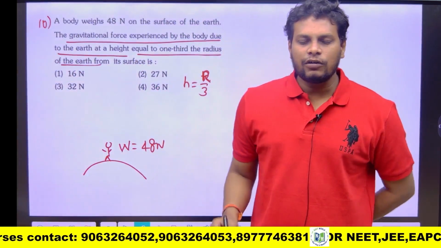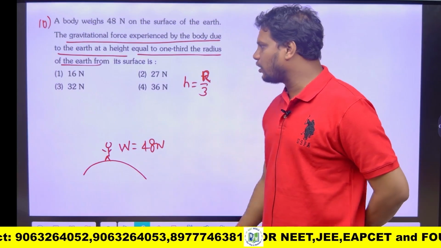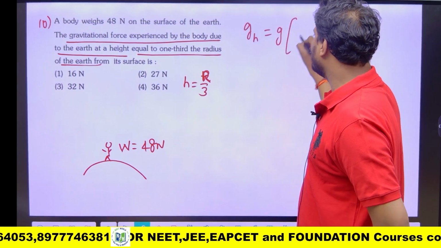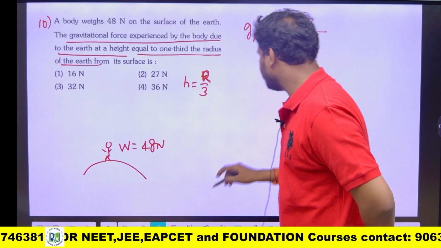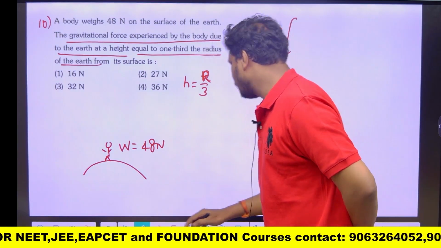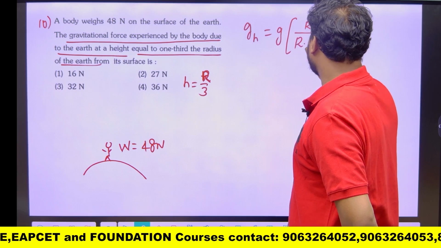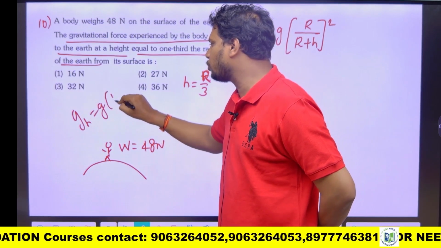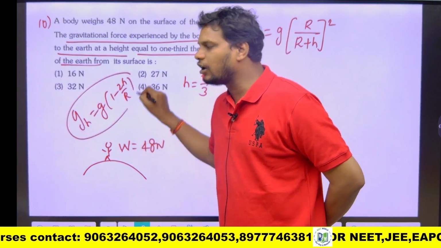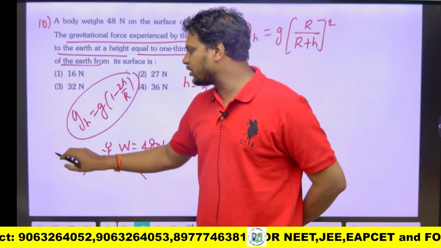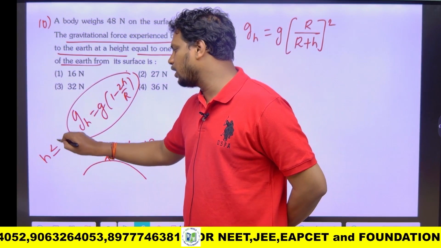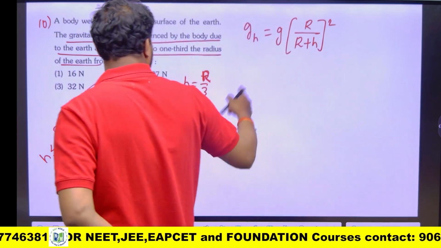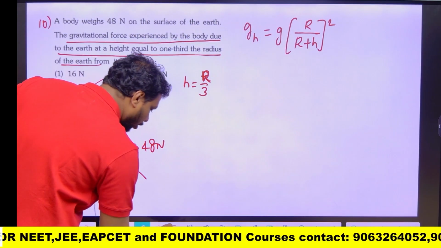Then to find the gravitational field intensity or acceleration due to gravity at a height, we have the formula gh is equal to g into r by r plus h whole square. Students, you may have one doubt: sir, why can't we use the formula gh is equal to g into 1 minus 2h by r? Actually, this formula we can use for lesser heights. More precisely, if the height is less than or equal to r by 10, then only you have to use this formula. Okay, fine.